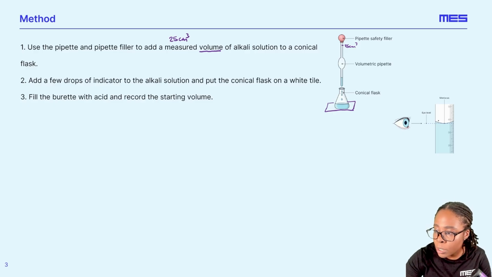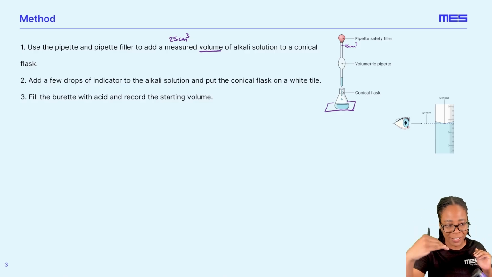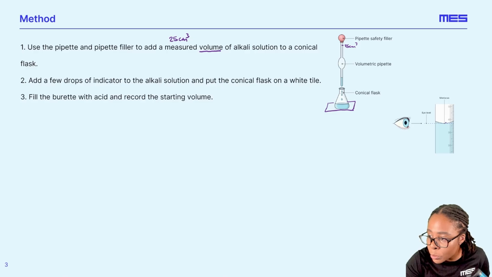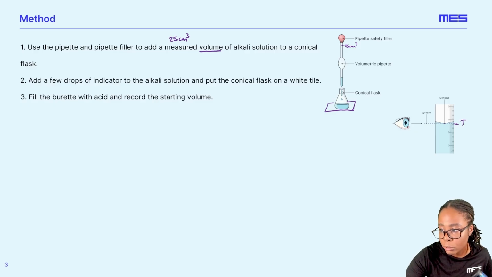When we record the starting volume, we record that volume at eye level and we read from the bottom of the meniscus. When a liquid goes into our glassware, it's going to form a bit of a dip. And when we read the volume, we read from the bottom of the dip, which is called the bottom of the meniscus. And we're going to record that starting volume or our initial volume.